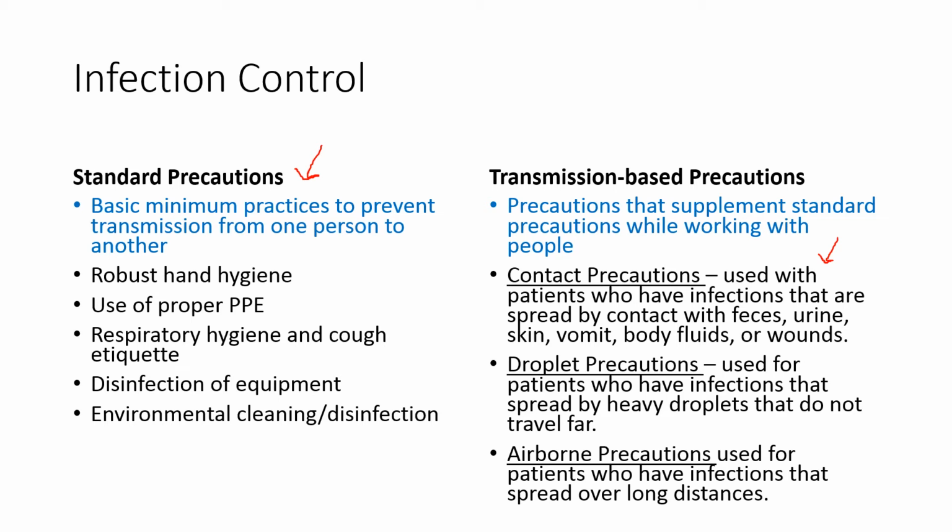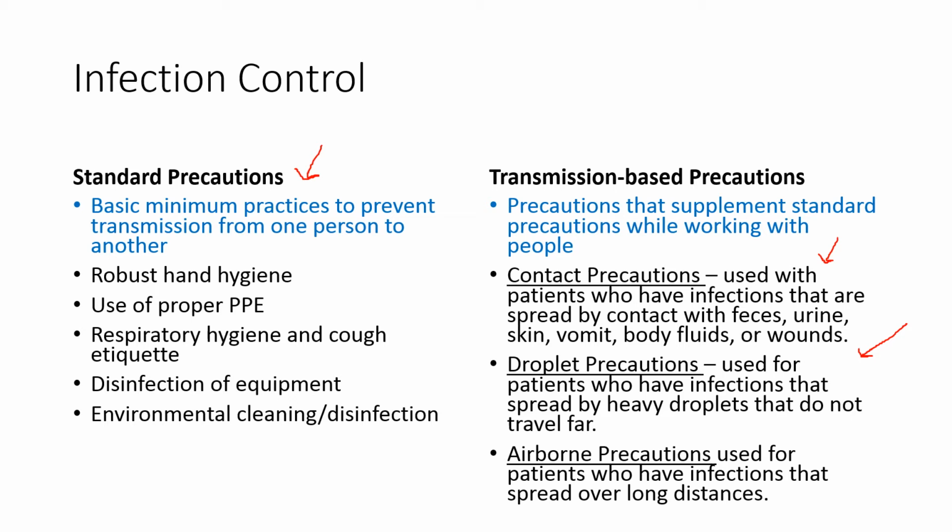You also have droplet precautions. These are precautions used for patients who have infections that are spread by heavy droplets that don't travel very far. So usually patients under droplet precautions will be in a private room. Visitors and personnel may have to wear a surgical face mask when they visit, and the patient may also have to wear a mask during visits. Usually, droplet precautions also include the wearing of gowns and the use of gloves.